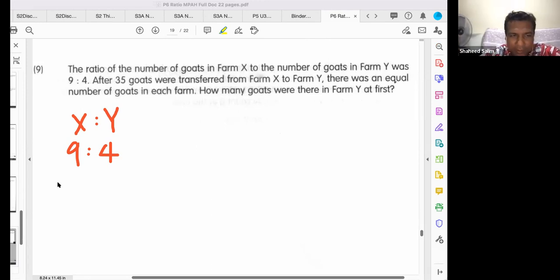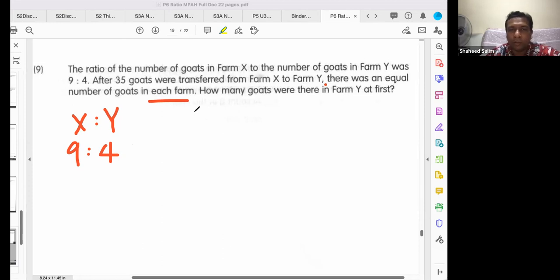We have a problem here. The total is 13,994. And then they say there was an equal number of goats in each farm. So we need to make this a number that is even so that we can divide by 2. So, can I teach how I did it? Okay, how did you do it?